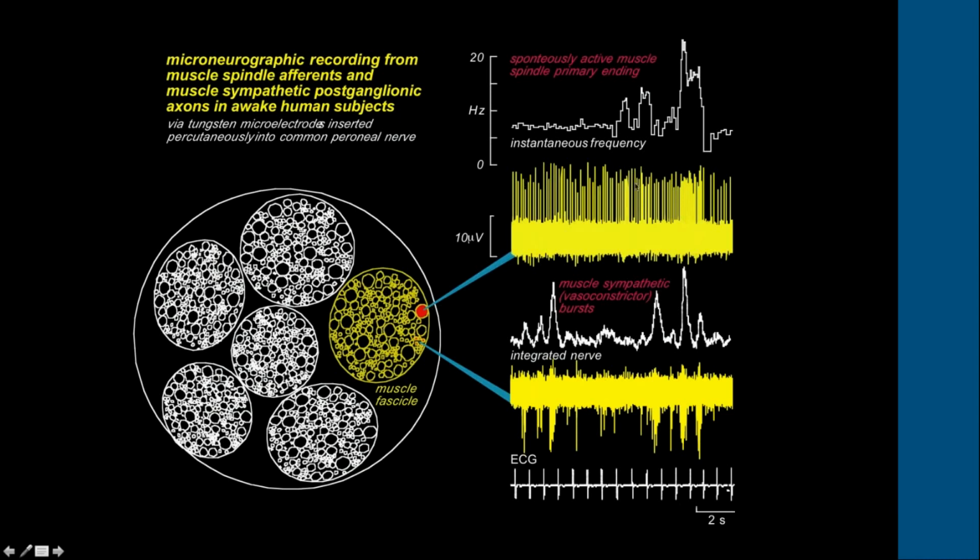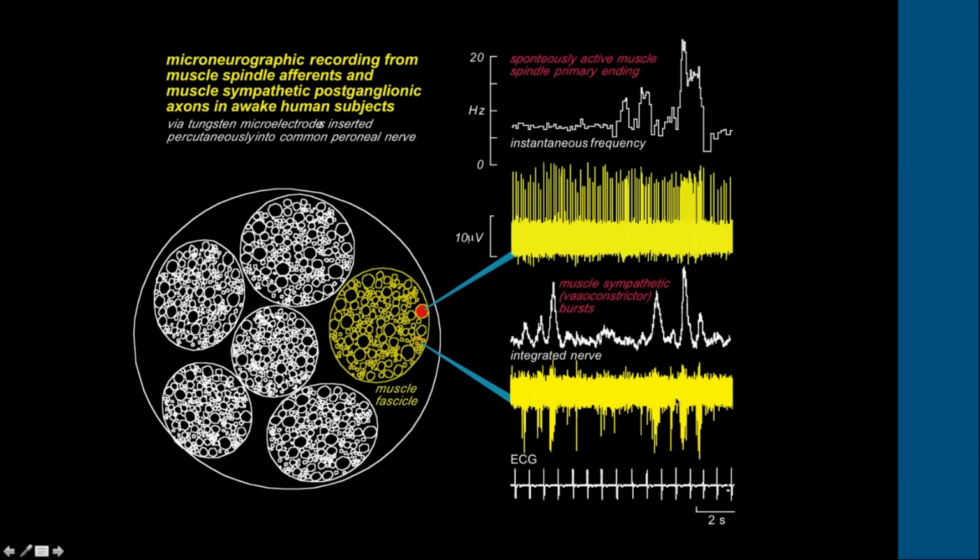Spontaneously active discharge, which we have increased by applying stretch to the receptor-bearing muscle. Just by passive plantar flexion of the ankle, we will stretch the tibialis anterior muscle and increase the firing of this spindle primary ending.